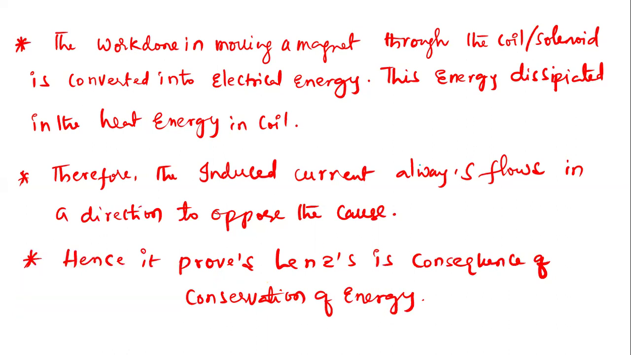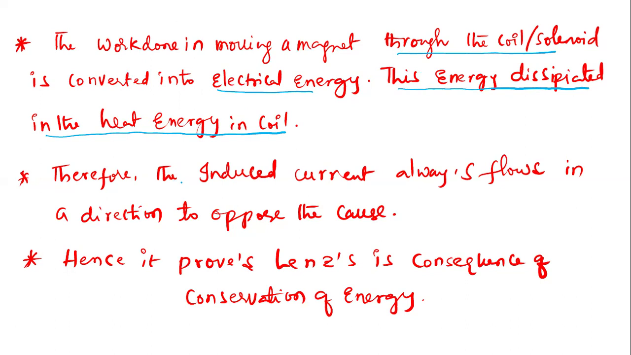So you should understand this one. This point you always need to add. The energy is dissipated in the form of heat energy. First, the work done in moving a magnet through the coil is converted into electrical energy. After that, when the magnet leaves, it is converted into heat energy and given to the surroundings. That's it. The energy will be dissipated.